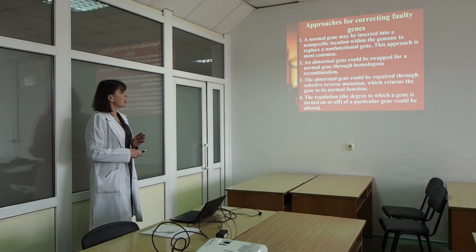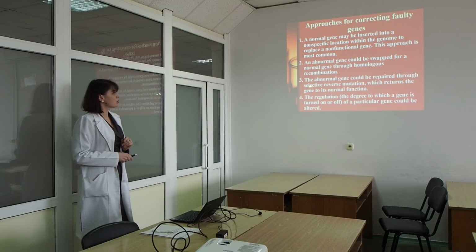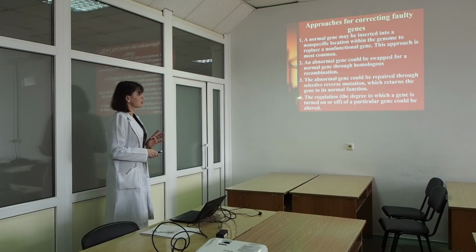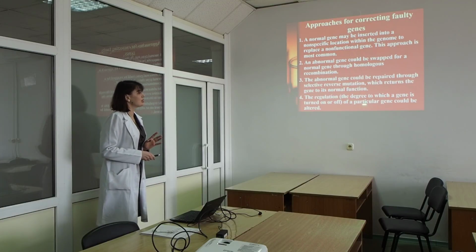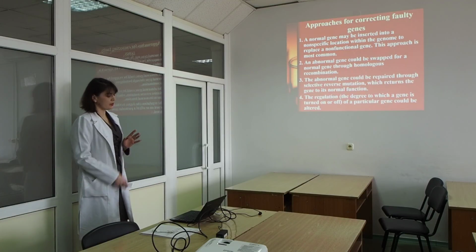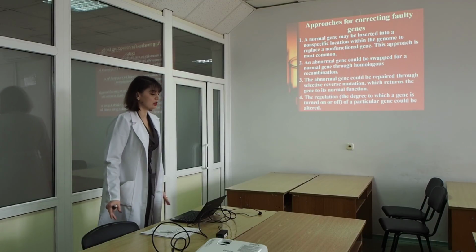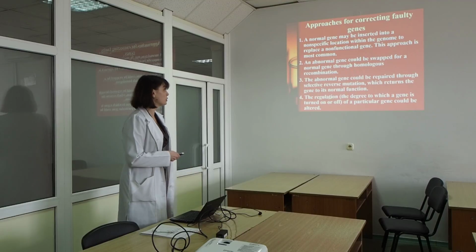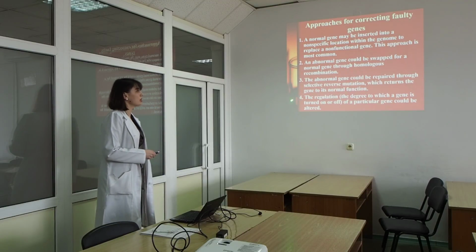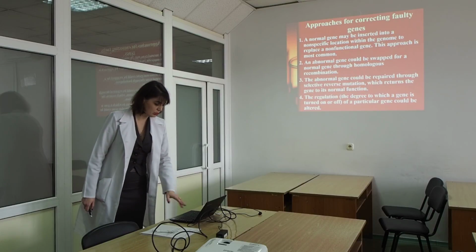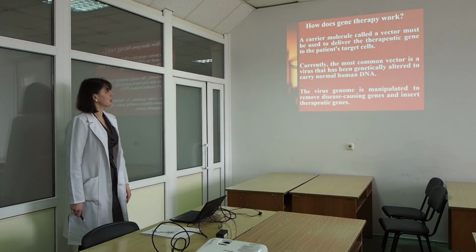The abnormal gene could be repaired through selective reverse mutation, as you can see. And fourth is regulation of the degree of gene expression, which we studied with you before, gene regulation and control of gene activity, and also it could be done artificially in the laboratory when the faulty gene is regulated so that it doesn't work very actively.